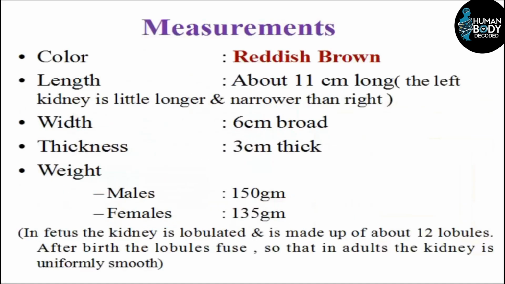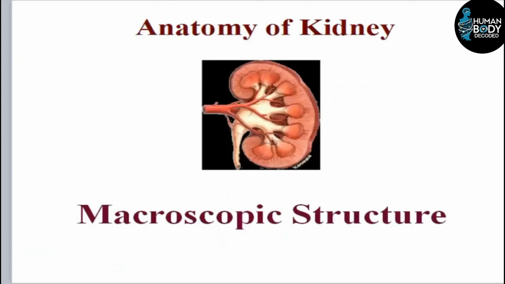If we talk about measurement, the kidney is a reddish brown organ. It is 11 centimeters in length, 6 centimeters in width, 3 centimeters in thickness. And if we talk about its weight, it varies between males and females. In males, it weighs 150 grams and in females, it weighs 135 grams.